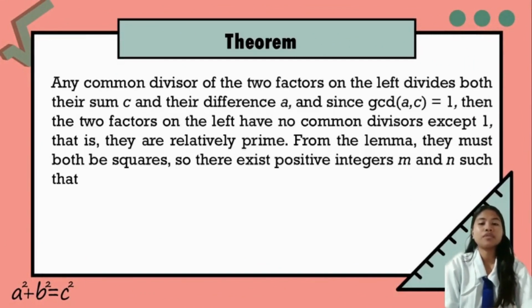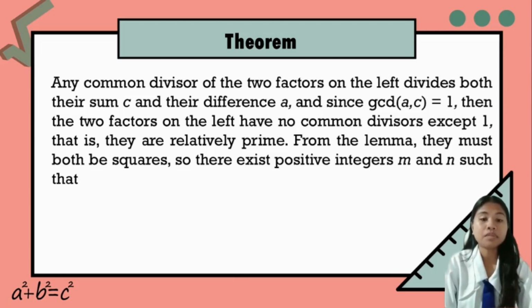Any common divisor of the two factors on the left divides both their sum C and their difference A. And since the GCD of A and C is equal to 1, then the two factors on the left have no common divisors except 1. That is, they are relatively prime.